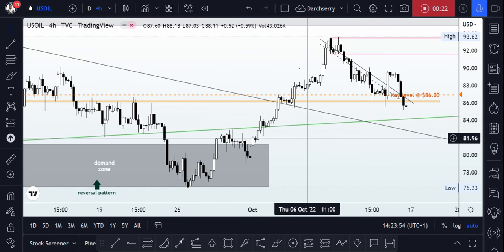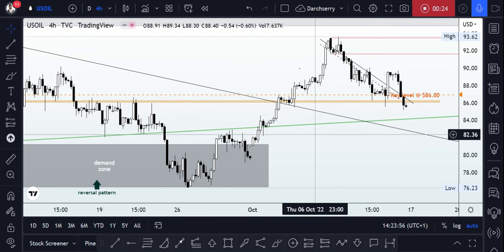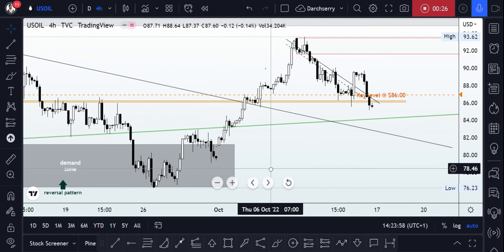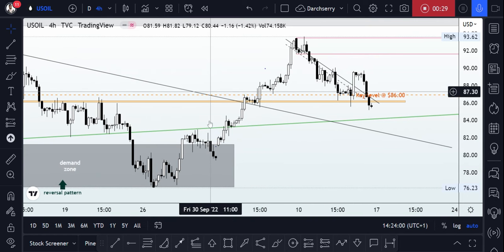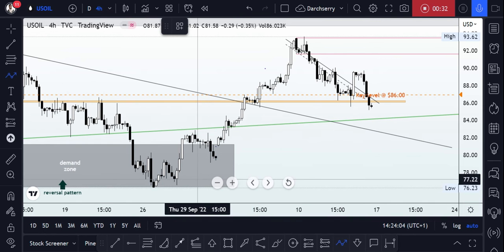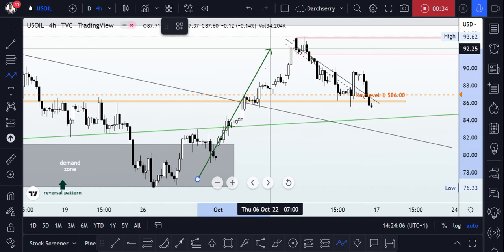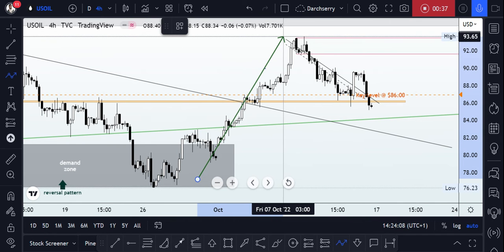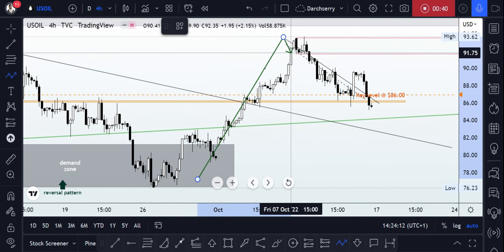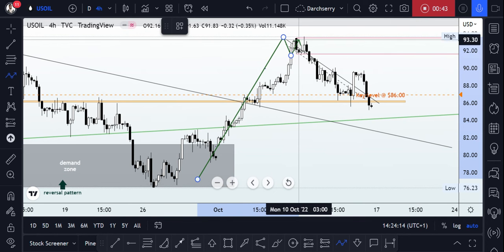Looking at the current structure on our lower time frame, we can see how price action respected the $78 level, which incited a bullish momentum a couple of weeks ago, and price went as far as the $93.50 area, after which we started seeing a situation that supports a trend continuation to the downside.